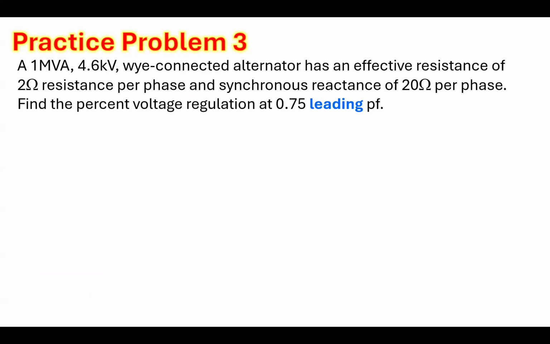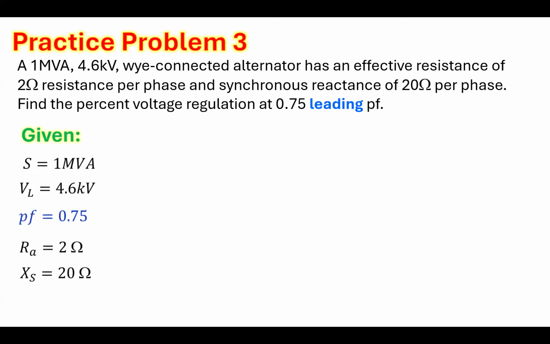Okay, for practice problem number 3, a 1 MVA 4.6 kilovolts Y-connected alternator has an effective resistance of 2 ohms per phase and synchronous reactance of 20 ohms per phase. Find the percent voltage regulation at 0.75 leading power factor. So let's write all the given first. Then solve for the voltage regulation.